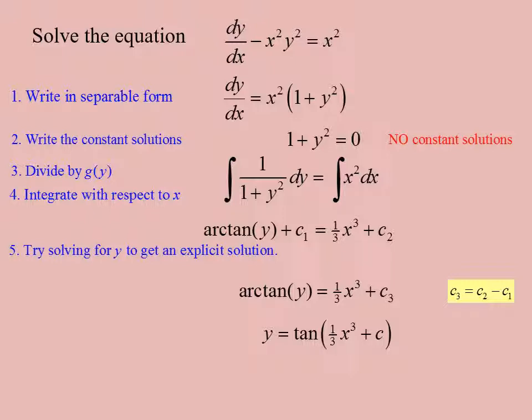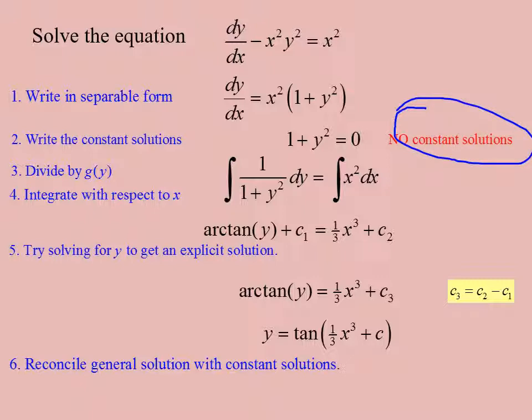Now, we want to try to reconcile our constant solutions, which there are none. So there's nothing to reconcile on this one. And we pronounce y equals tan of 1/3 x cubed plus C to be our answer.